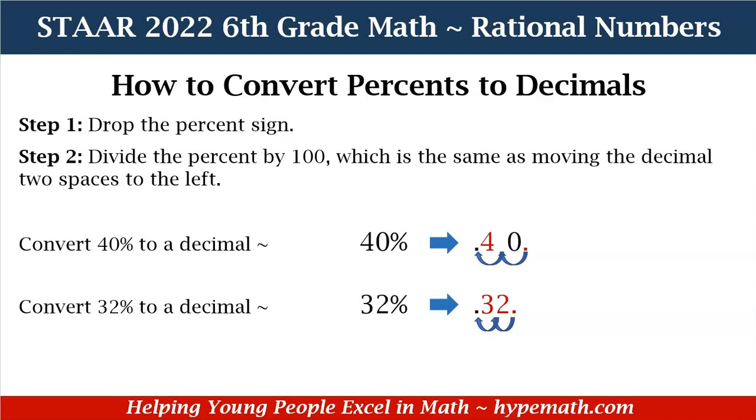Next, converting 32% to a decimal. Again, we start with 32%. We're going to drop that percent sign, and now 32 is our number, and we are going to move our decimal 2 places to the left, and that is going to now be 0.32. That is all. Isn't that easy?